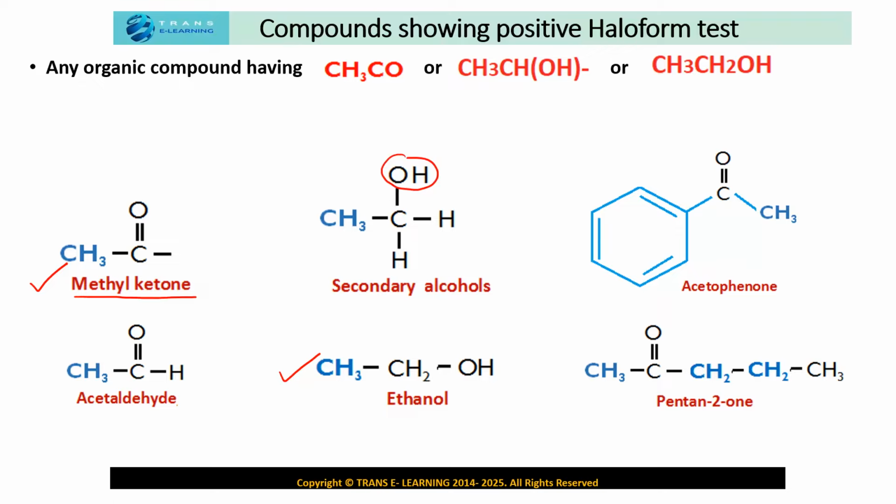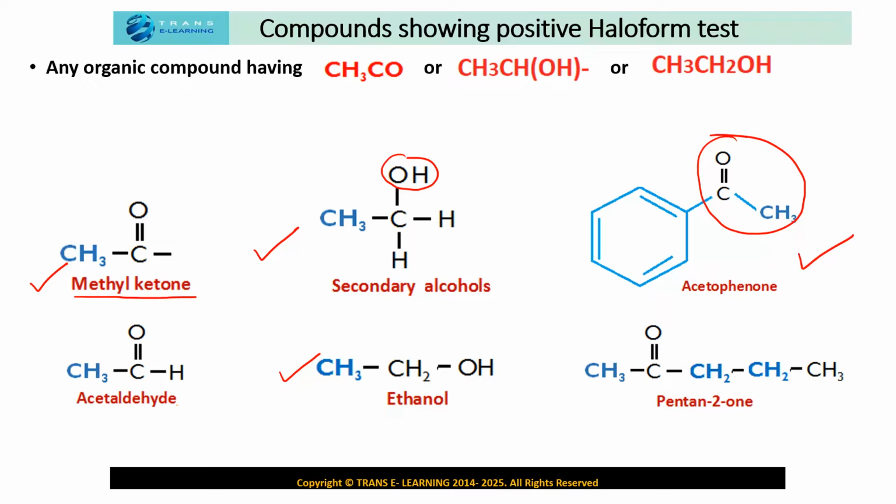So in that case, you can see the three parameters that you can always use to check whether a compound will give you a haloform test or not: whether it is a methyl ketone, or a secondary alcohol, or ethanol. So you can see here acetophenone. It is definitely not a secondary alcohol nor ethanol. So we are going to look for the methyl ketone. Now if it is a methyl ketone, that means it is going to give you a positive haloform test. Then we have acetaldehyde.